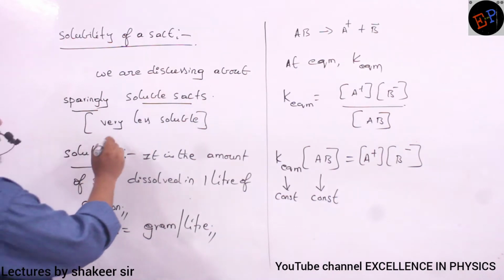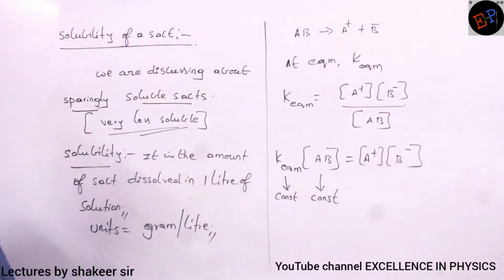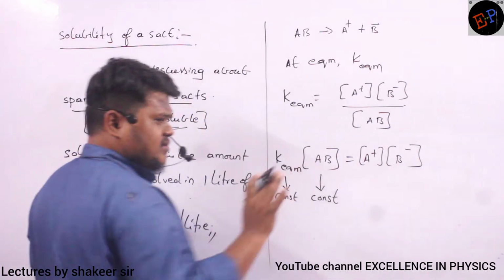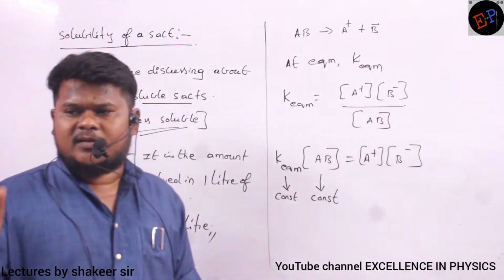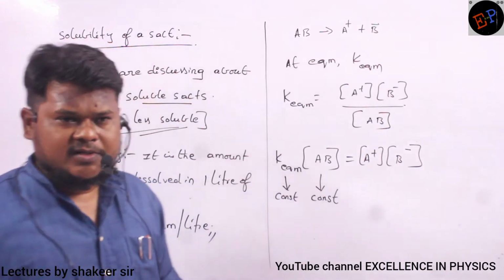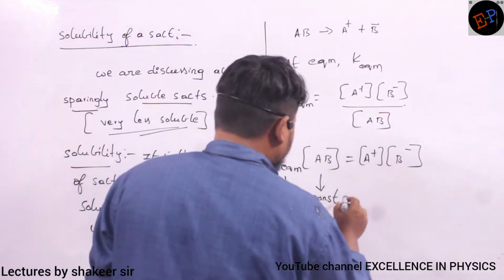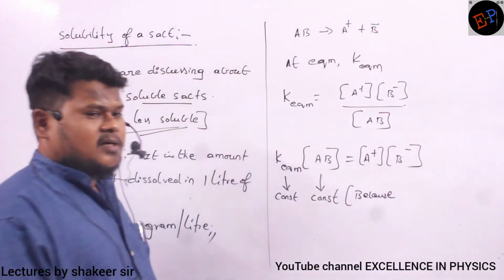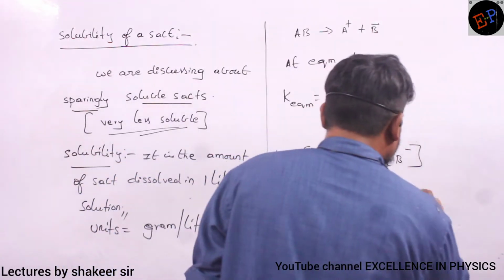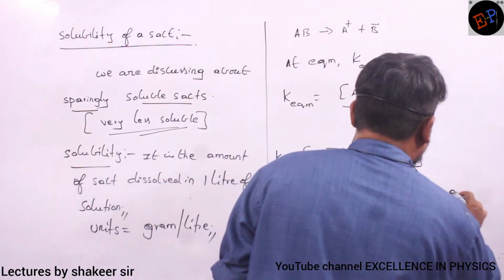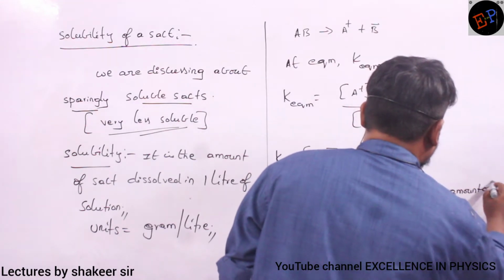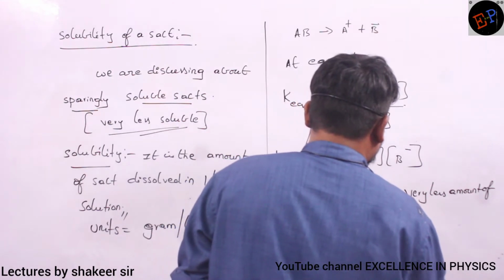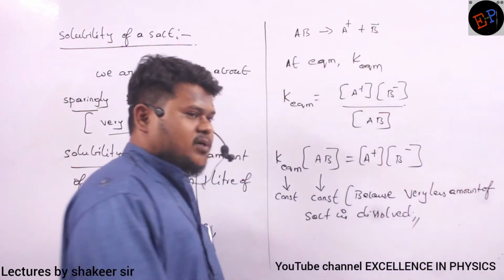Reason is already we have written, no? Very less amount of salt is soluble. Okay? So the concentration of this salt almost remains a constant because very less amount of salt has been dissolved. Are you able to understand? So why is it remaining a constant? Because what is the reason that concentration of this salt is remaining constant? Because very less amount of salt is dissolved. Are you able to understand what is the reason?